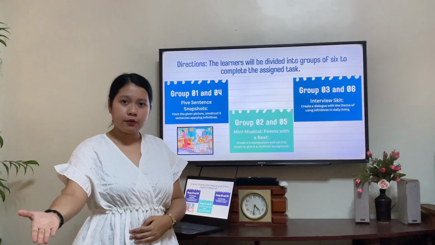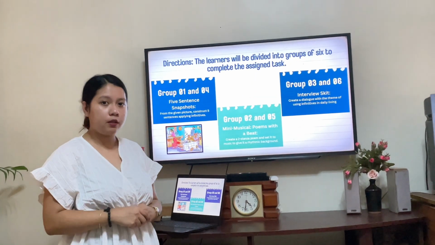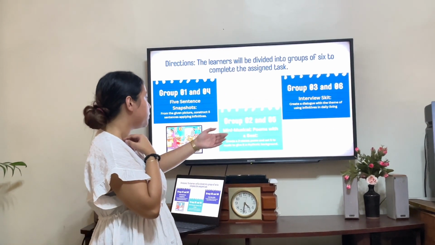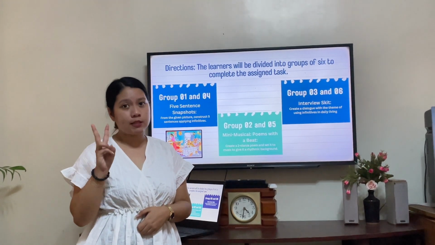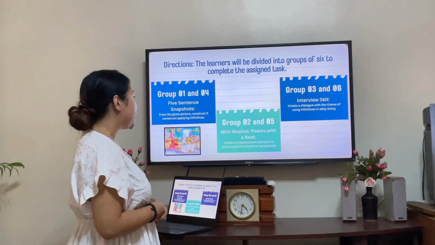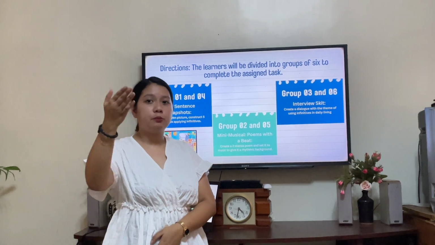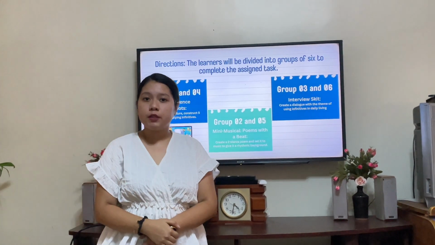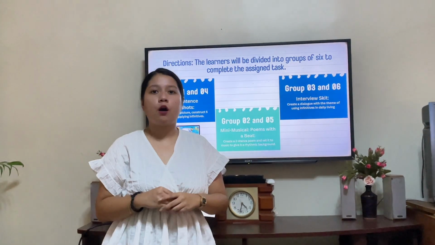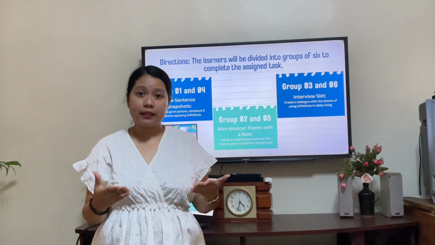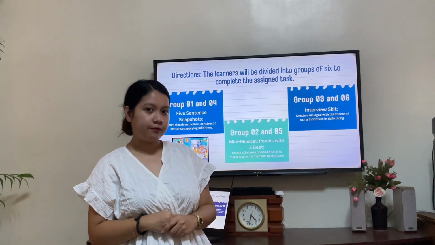So group 1 and 4, you can sit here. And for group 2 and 5, please sit here and form a circle. Your activity is entitled Mini Musical Poems with a Beat. You have to create a 2-stanza poem and set it to music to give it a rhythmic background. And lastly, for group 3 and 6, your activity is entitled Interview Skit. You just have to create a dialogue with a theme of using infinitives in daily living. So 10 minutes will do. Your time starts now.